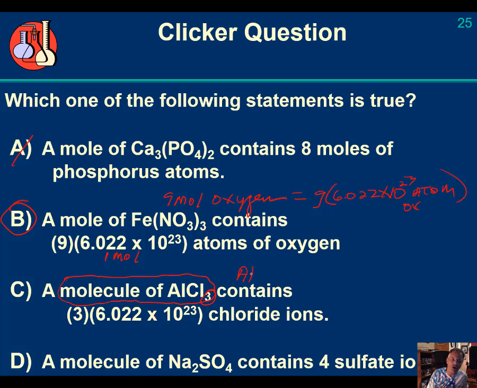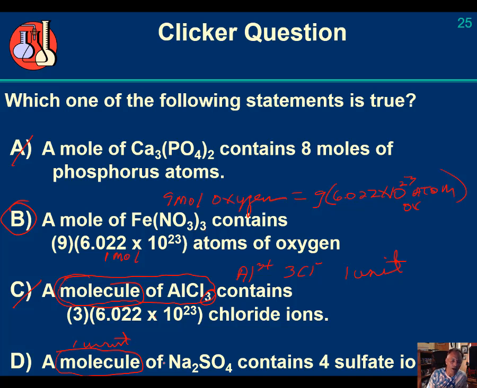You've got 1 aluminum 3+ ion, and you've got 3 discrete chloride ions. And that's where that formula comes from. And we're talking about molecules, so we're talking about 1 unit. So this statement is false. As soon as you see molecule, you know you're talking about 1 unit of. So if anything refers to Avogadro's number, you know, well, that can't be true.